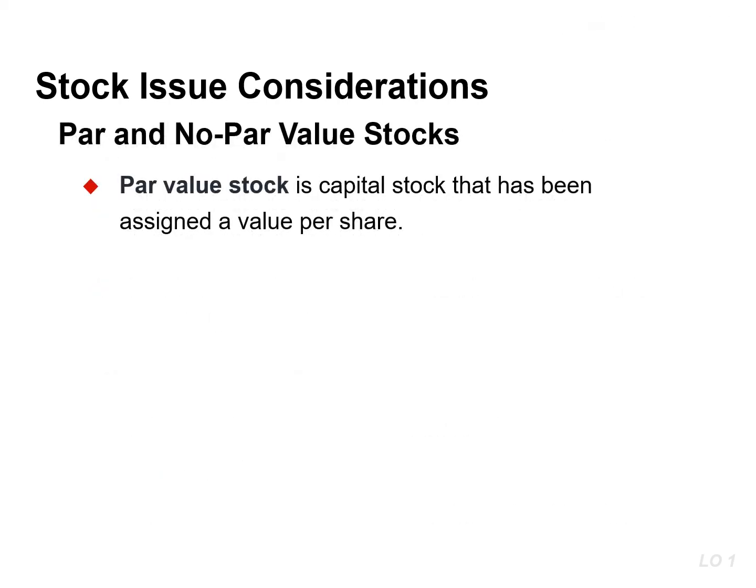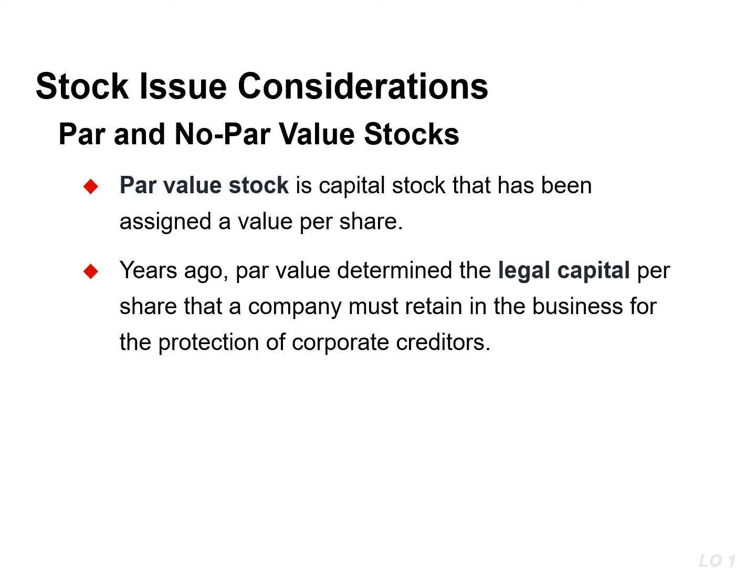Par value stock is capital stock that has been assigned a value per share in the corporate charter. Years ago, par value determined the legal capital that must be retained in the business for the protection of creditors. The usefulness of par value as a device to protect creditors was limited because par value was often an immaterial amount, like a penny. As a result, many states do not require a par value. Instead, they use other means to protect creditors.